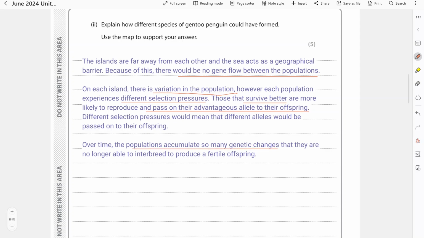Then they're so different that they are no longer able to interbreed to produce a fertile offspring. That would be the last mark. So this would be 1, 2, 3, 4, 5, 6 marks.